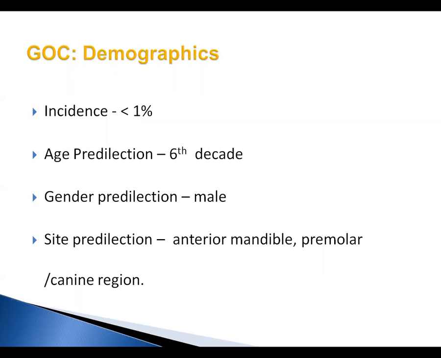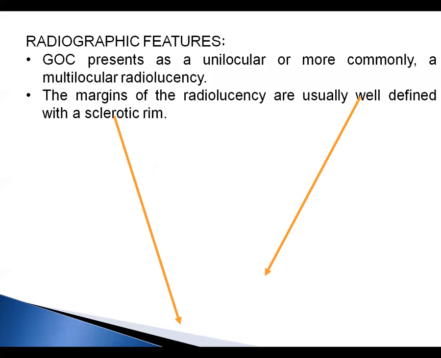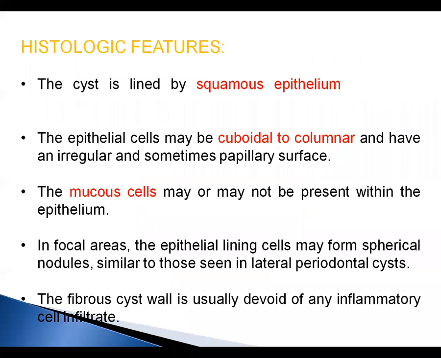All the cysts occur in a posterior region. Only COC and GOC occur in the anterior region. Asymptomatic swelling may or may not be present. Displacement of tooth occurs. Radiographically, GOC presents as a unilocular or, more commonly, a multilocular radiolucency. The margins of the radiolucency are usually well defined with a sclerotic ring. Remember, the sclerotic ring was present in OKC also.